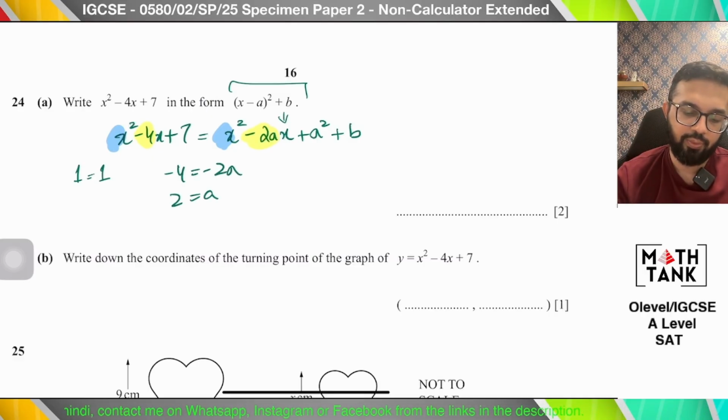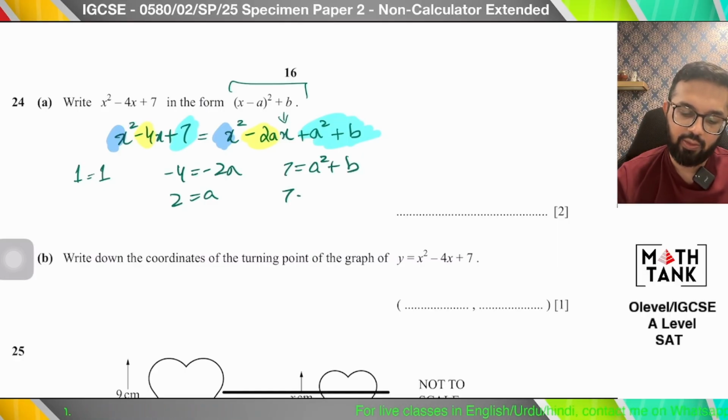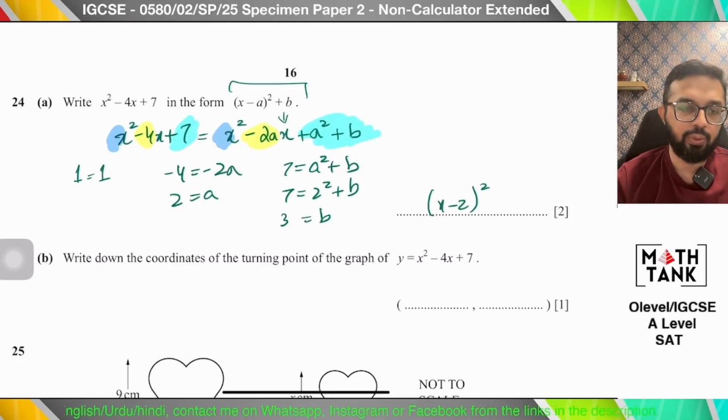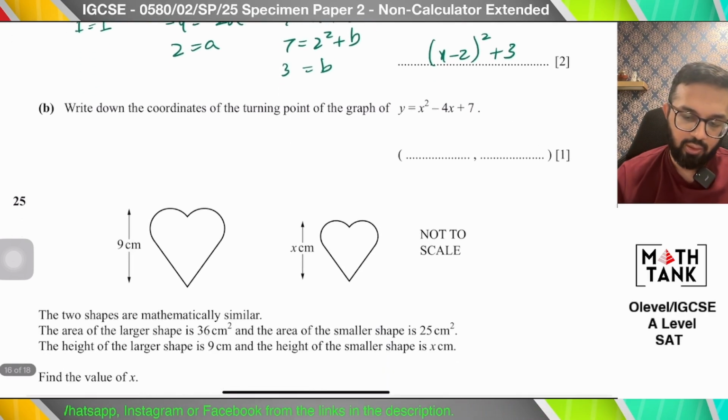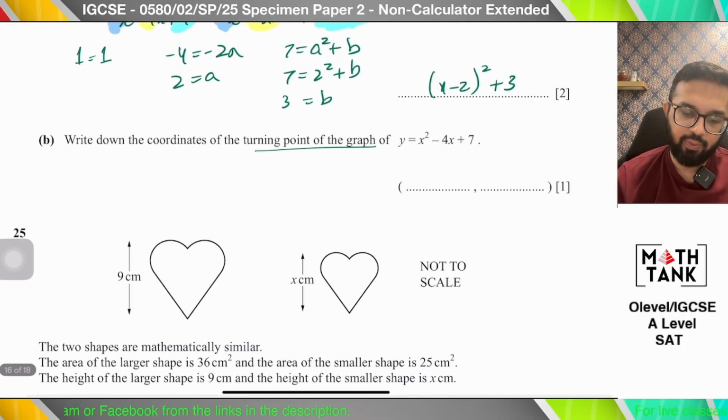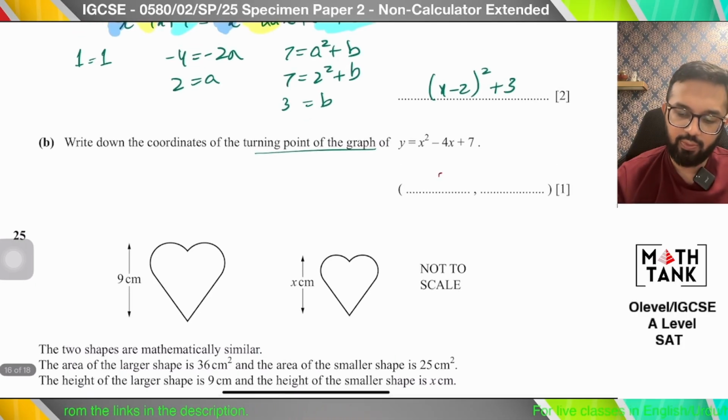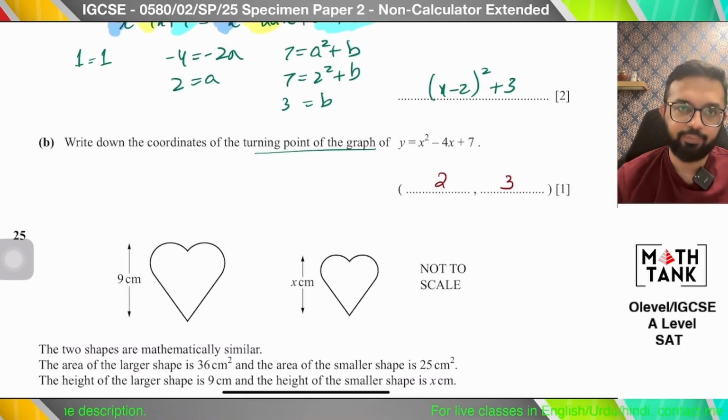a should equal 2. And then 7 should match the constants on the other side. So a squared plus b. So 7 equals 2 squared plus b. b equals 3. So I get x minus 2 whole squared plus 3. Now the coordinates of the turning point, so this form tells you the coordinates of the turning point. So those are 2, 3.